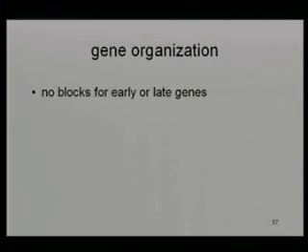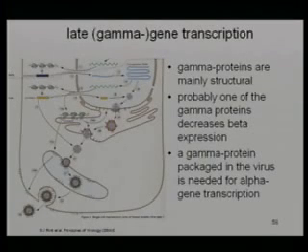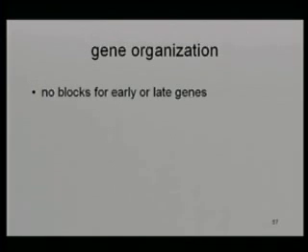Okay, so I just wanted to point out, I'm not going to show you the gene organization particularly. There are no blocks for early or late genes. So SV40, there was a block for early and a block for late. Adenovirus, there was no block for early genes, but all the late genes were made from a single promoter and then processed to give all the individual possible messages. In this case, we don't have any of that.